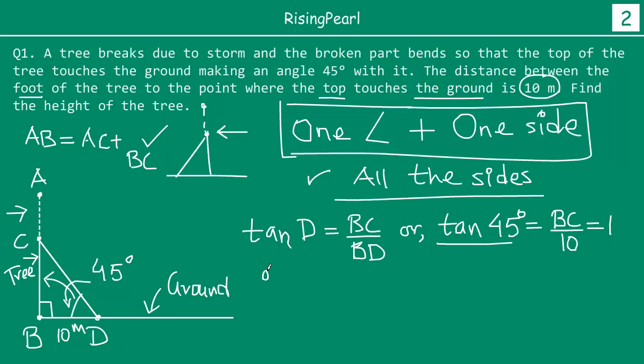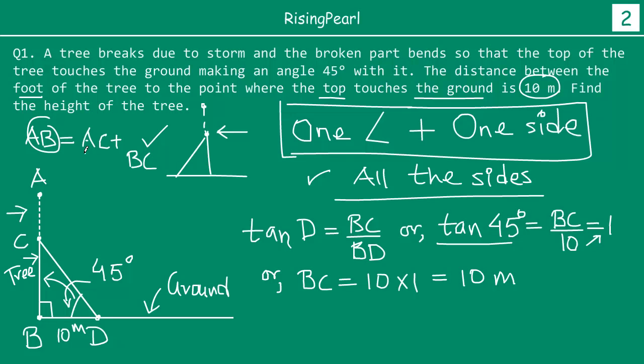So from here what we find out is that BC, simply by taking the 10 on the other side, is 10 times 1, or it is equal to 10. So we have found out that the length BC is 10. So BC is 10, but we are trying to find out AB. So we have found out BC.